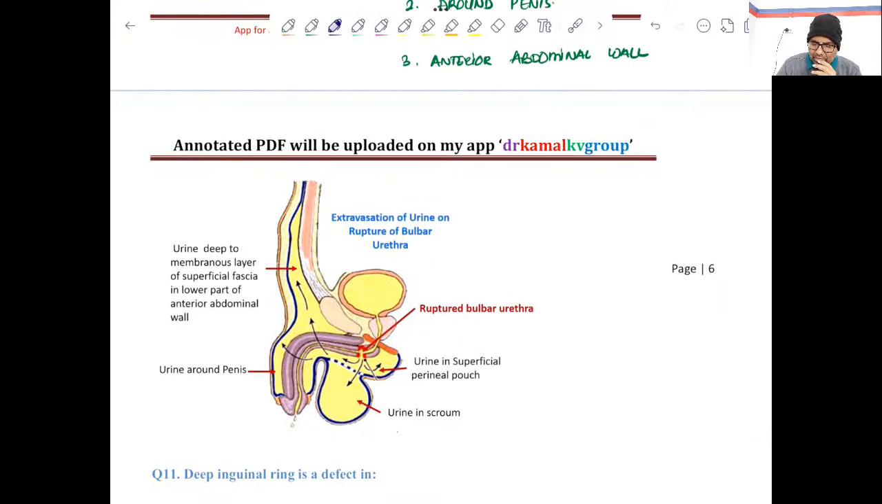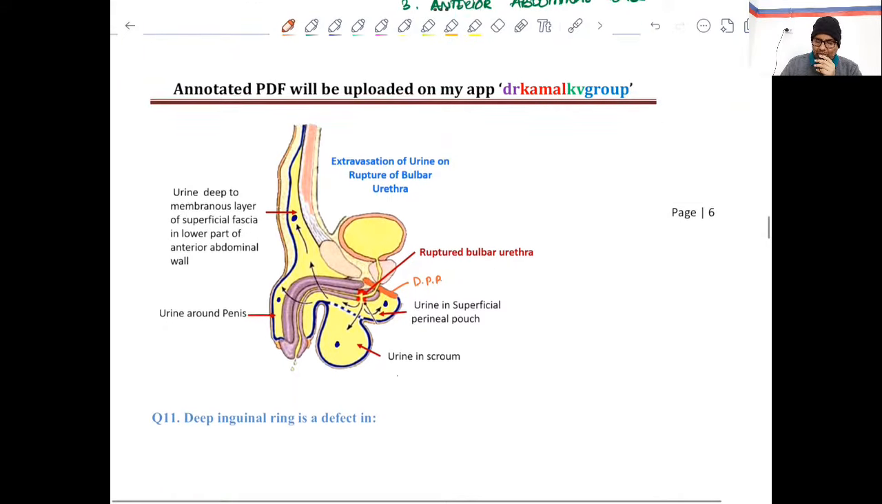So here, if you see, this is the superficial perineal pouch. It can go into the scrotum, it can come around the penis, it can go into the anterior abdominal wall. Clear? Just remember this much. And it will never go into the deep perineal pouch, which is drawn in red here. So this is the deep perineal pouch. The urine cannot come here if there is a rupture of the bulbar urethra, right?